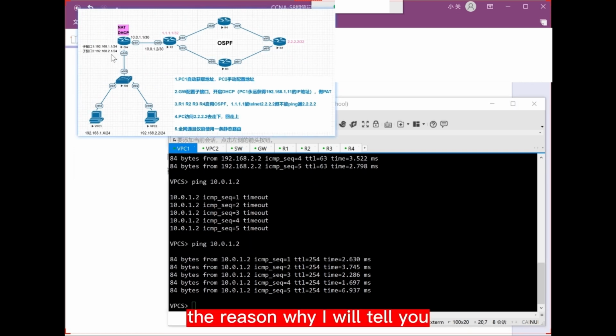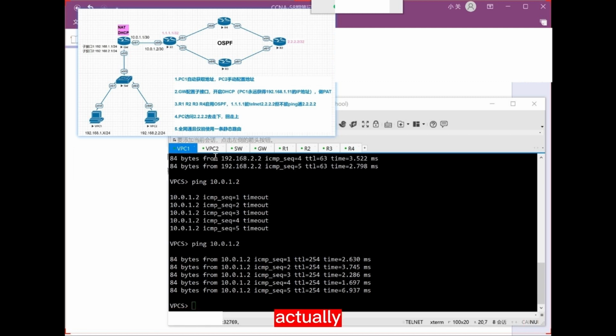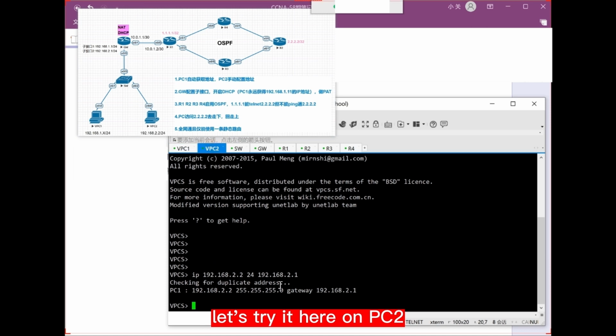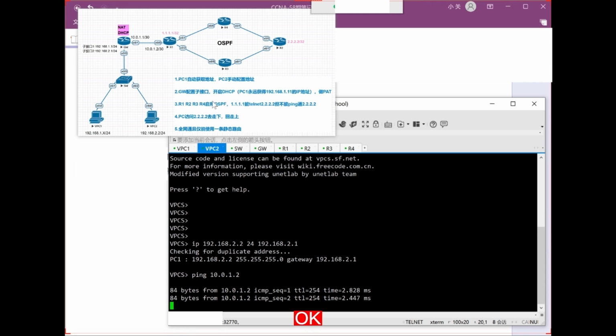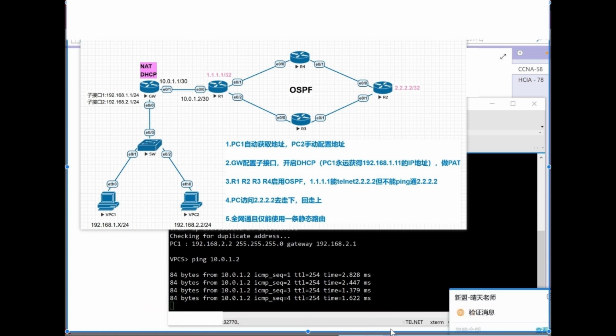The reason I am telling you about the combination with one-arm routing is just to draw your attention to this: which interface address configuration takes effect? Actually, you need to configure it accordingly. Let's try it here on PC2. Ping 10.0.1.2. Okay, also works. That is equivalent to the first two steps, and we are done.